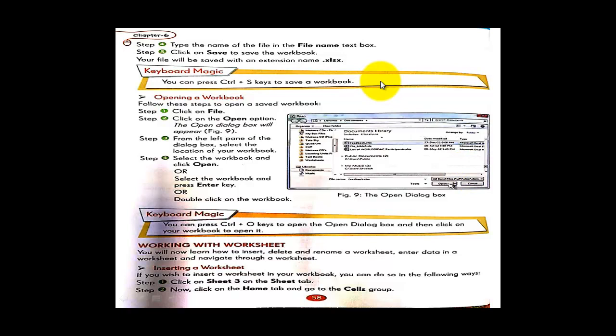To open the dialog box you can also use the keyboard shortcut Control plus O. Press these keys to open the dialog box and then click on the workbook you want to open. Okay.